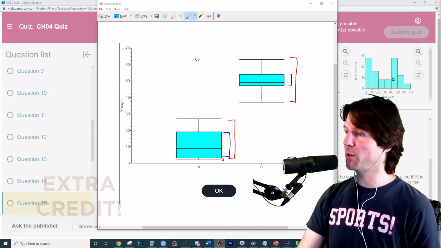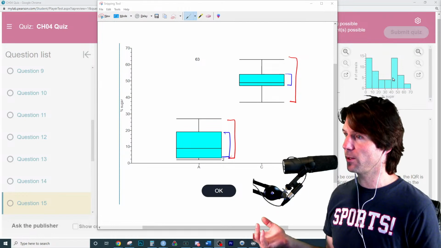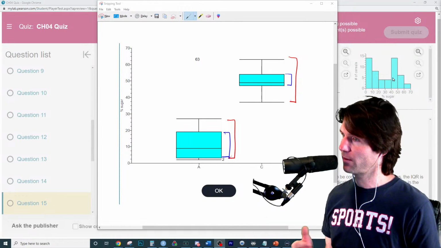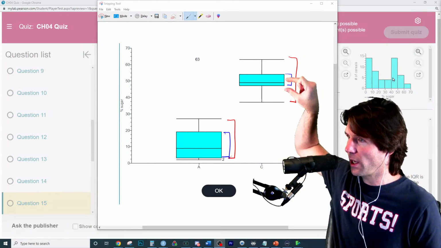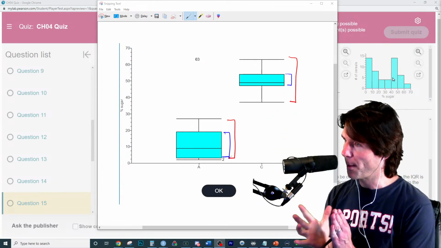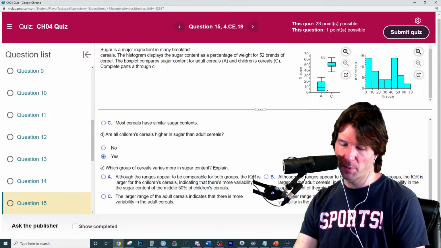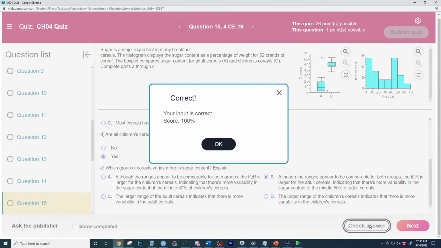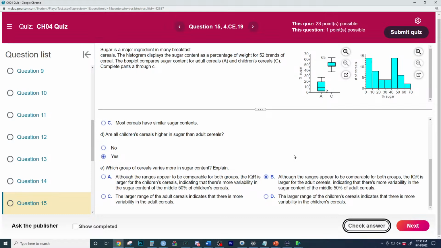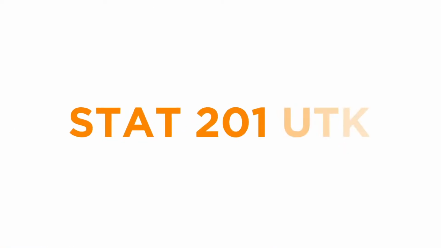The adults have more variation in the IQR, which is the range of the middle 50%. But both reds are pretty similar, so the adults and children cereals have a similar range to the data. Not the exact same, but you can see children have a much tighter middle 50%, so the data is more compact in that area. So let's see what says that. Although the ranges appear to be similar, that's good right there. The IQR is larger for the adults, and I think we've done it. Great job. Another question done. Another 100 points earned. Let's do the next one.